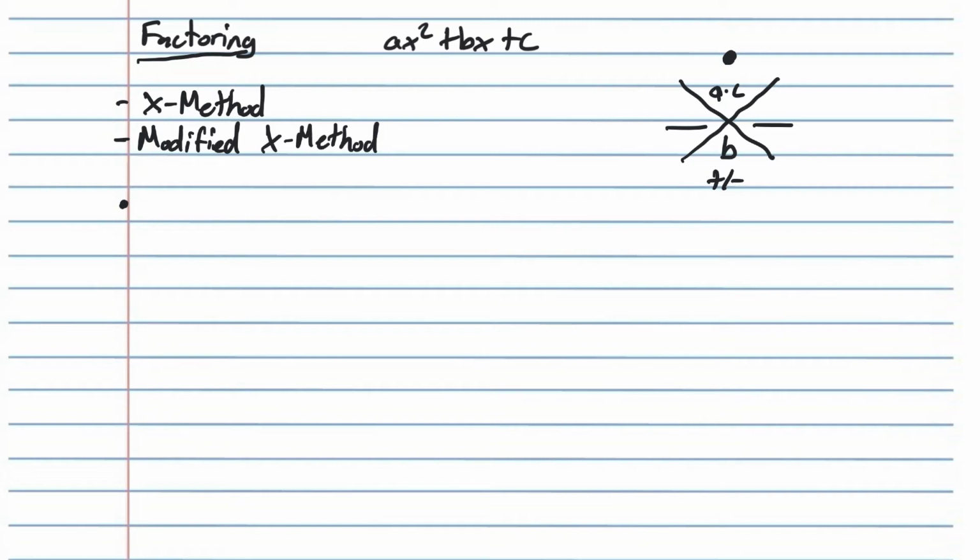Okay, and then once you have those 2 numbers, what we do is we set our factors equal to 0. And then we split it up, right? Either one factor is equal to 0 or the other factor is equal to 0, and we get 2 answers. So set factors equal to 0 and then split up.